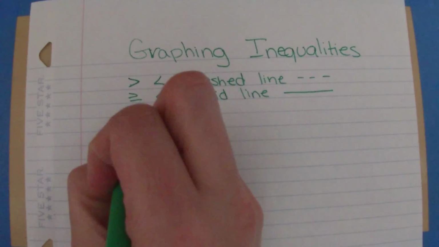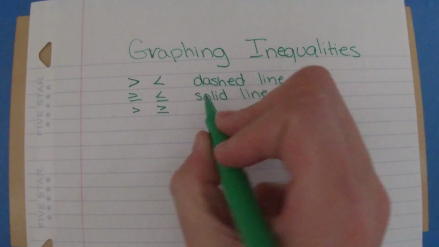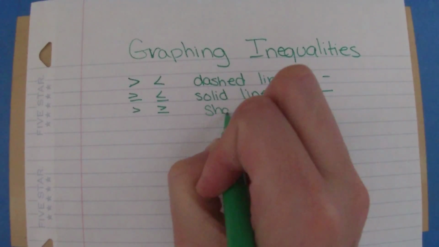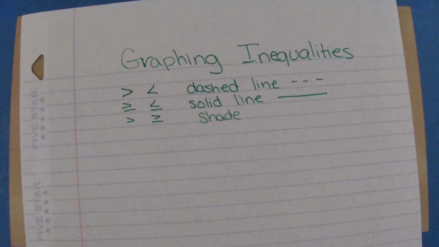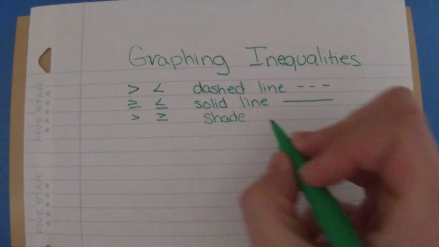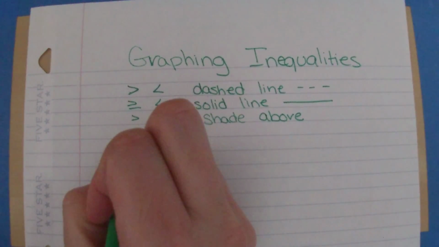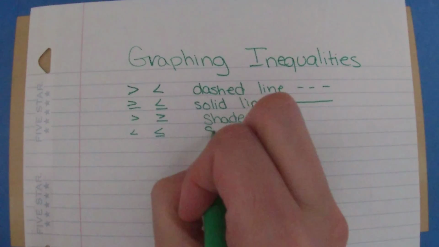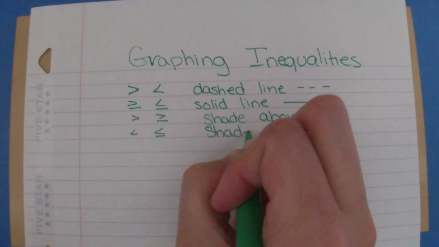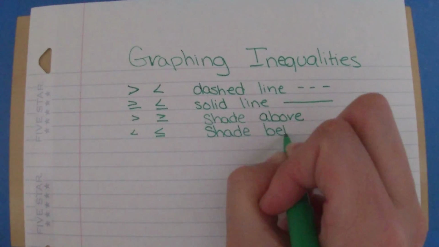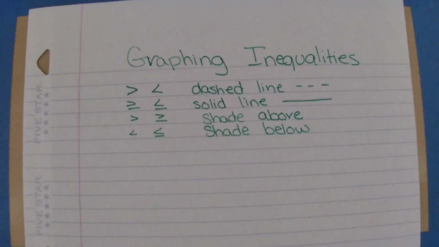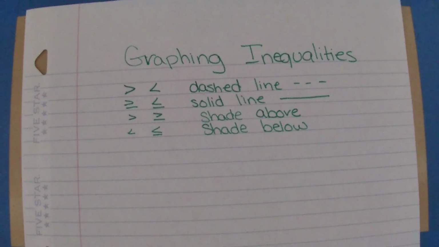If it is greater than or equal to, before that told us to shade to the right, but now we're on the coordinate plane, so we're going to shade above, and less than or equal to is going to tell us to shade below. So if you need to pause this to give yourself a little bit of time to copy those down exactly how you want, that's fine.